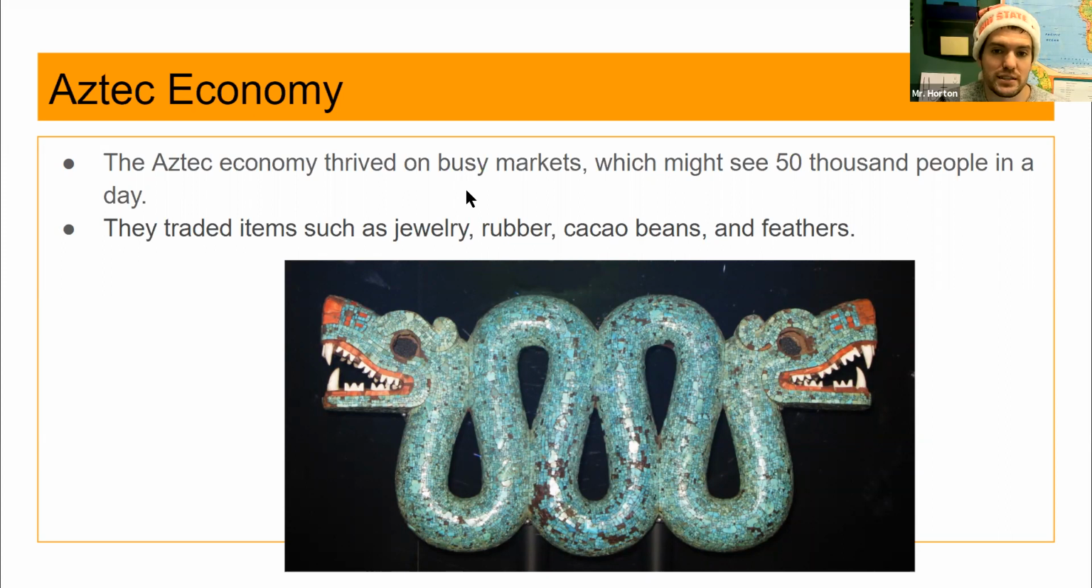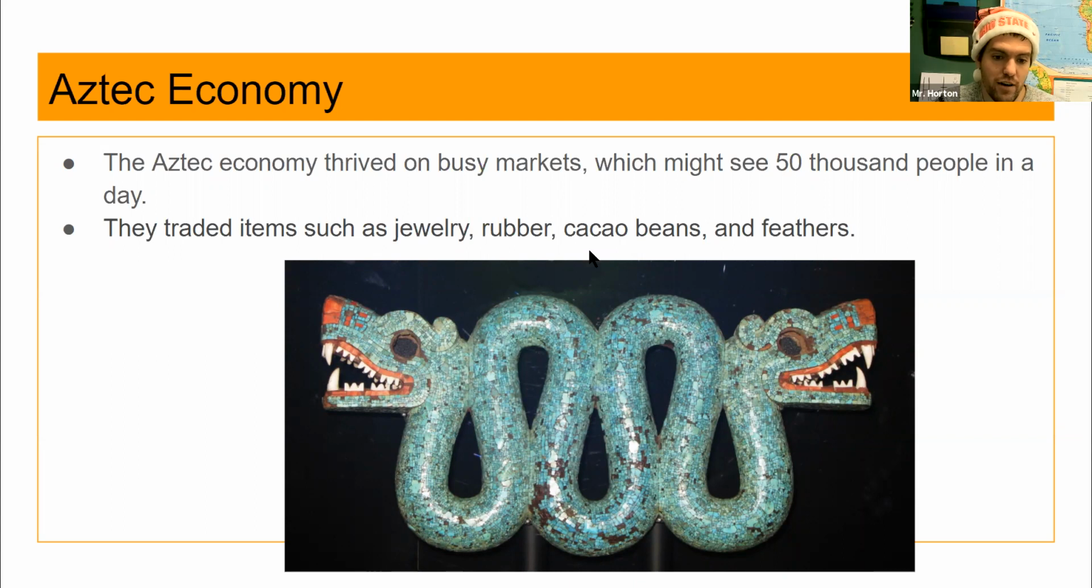And many, many people would attend these markets. You could see maybe as many as 50,000 people a day in the market. So the markets were attended very heavily. A bunch of people would visit these markets every single day, and that helped keep their family alive, getting the resources they needed to cook their meals. And so they could trade different items. They could get items such as jewelry, rubber, cacao beans, feathers, and all sorts of other foods and items that would be necessary for daily life.